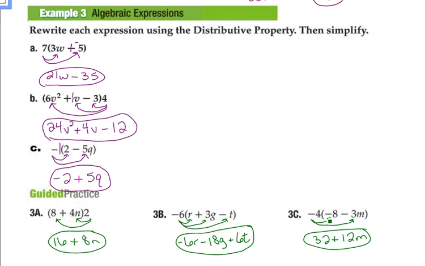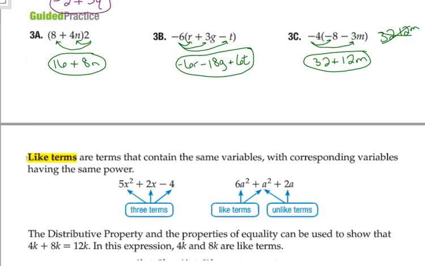Notice 3c, there was tons of negatives in the problem, but look at what happens afterwards, because saying in my head, I had a negative 4 times a negative 8, which turns positive. I had a negative 4 times a negative 3, which turned positive. So I see sometimes that kids like to write this as 32 and then 12m with nothing in between. And that's why, again, I like to say it in my head that this is a positive 12m. I'm actually adding them together. So make sure that they put that addition sign in between.